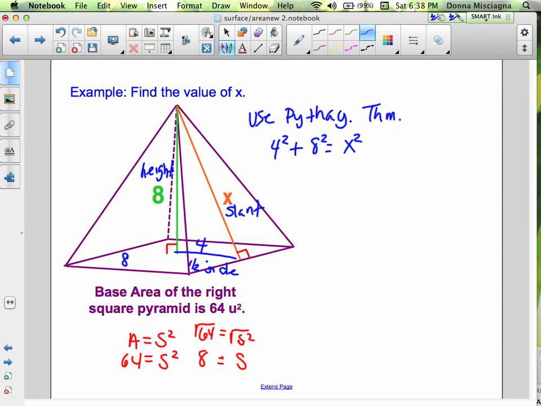All right, now we'll just simplify. We have 16 plus 64 equals x squared. That would be 80 equals x squared. Not a perfect square, but we'll simplify. Good practice for us. All right, so x is equal to, and actually let me just put that over here.